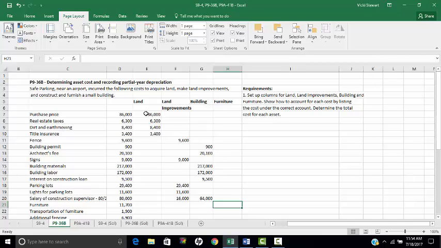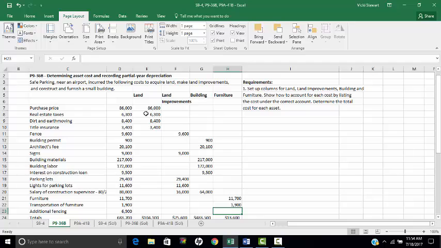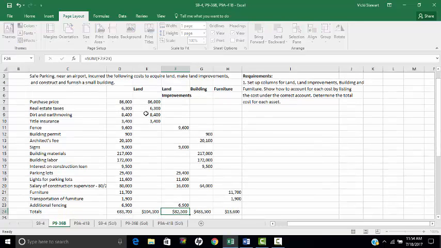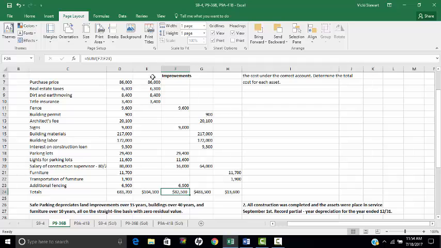So furniture costs would go under furniture, as well as that transportation cost to get the furniture delivered. Next, it says that we had additional fencing. Fencing, again, is going to be a land improvement, so we're going to depreciate that. As I have been placing these costs under these columns, it's been totaling the cost at the bottom as the problem asked us to do.